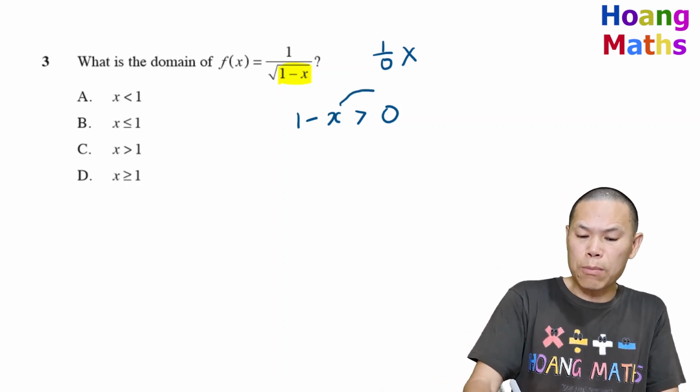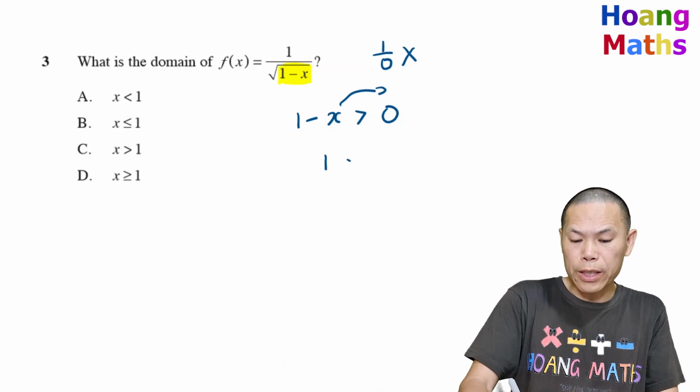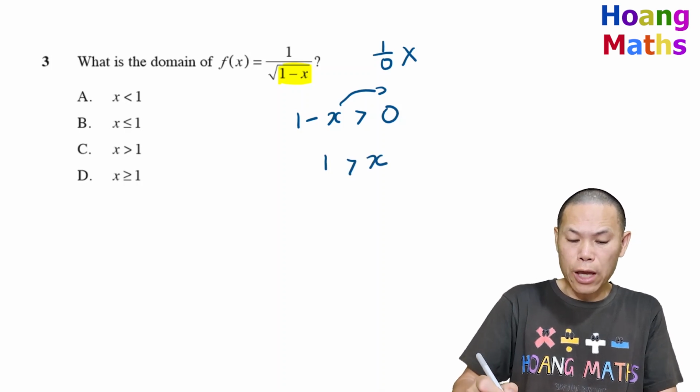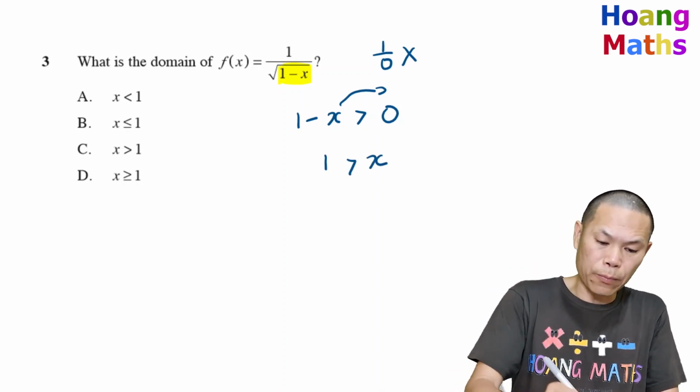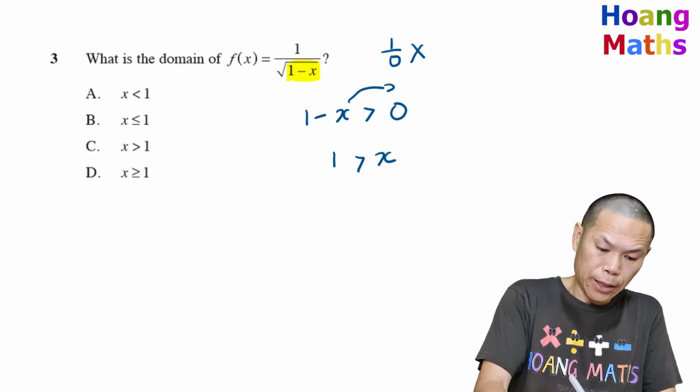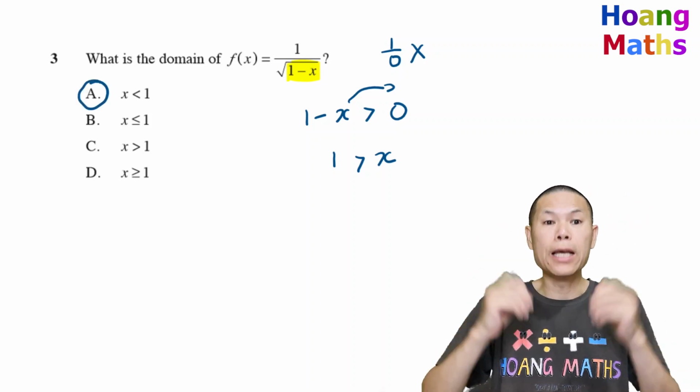So I just solve this. I move x to this side. 1 is greater than x. So therefore, x is less than 1. So x is less than 1 is this answer here. So the answer is A.